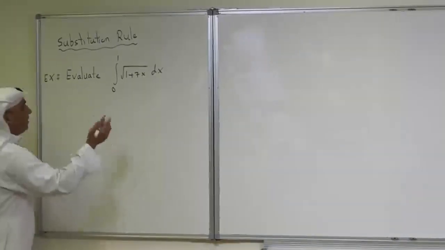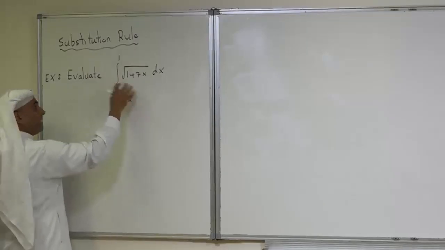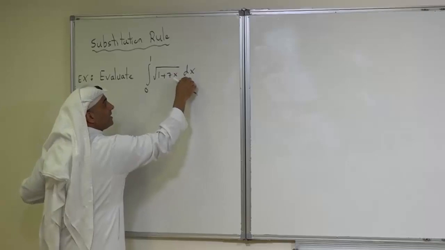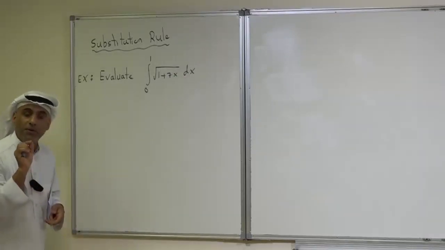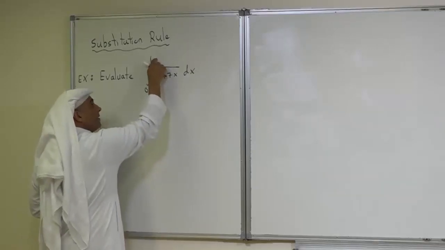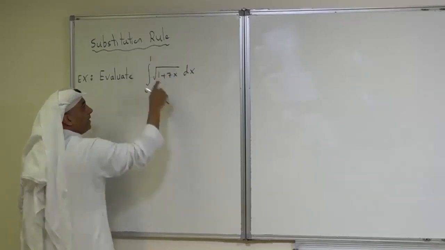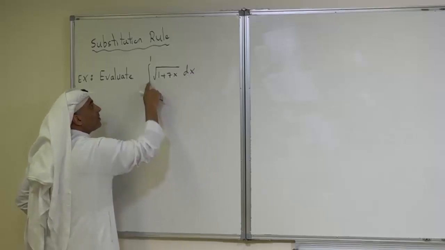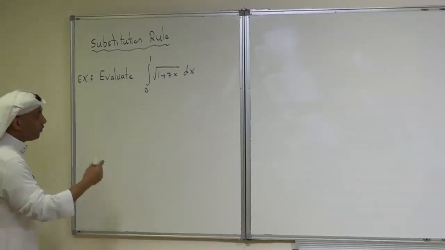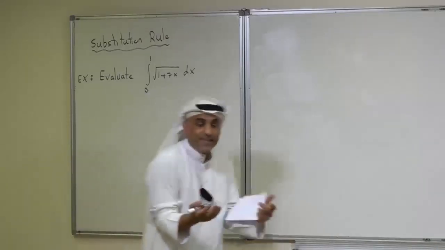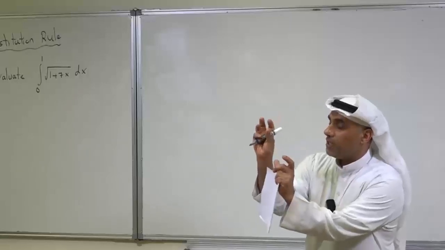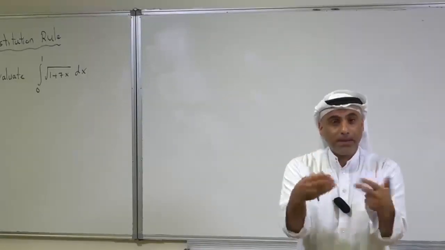Okay, how to read this one? The question says evaluate the integral from 0 to 1 of radical 1 plus 7x dx. When you look at this, look at the lower limit and the upper limit. It says that x is moving from 0 to 1. How to simplify this? How to find another form of the integral which is simpler? And this is the idea of substitution. You start with an integral, you make a substitution, and that substitution will give you a simpler integral.